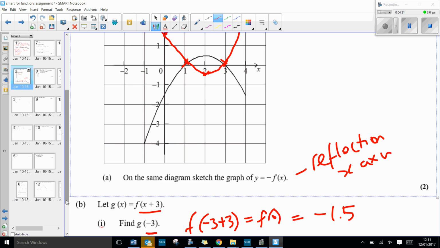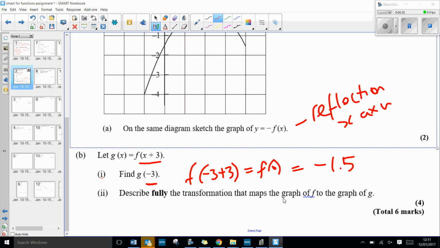Describe fully the transformation that maps a graph of f onto the graph of g. If it's f of x plus 3, it's a horizontal shift of negative 3, 0, or something of that nature. You'd say left 3, something like that.